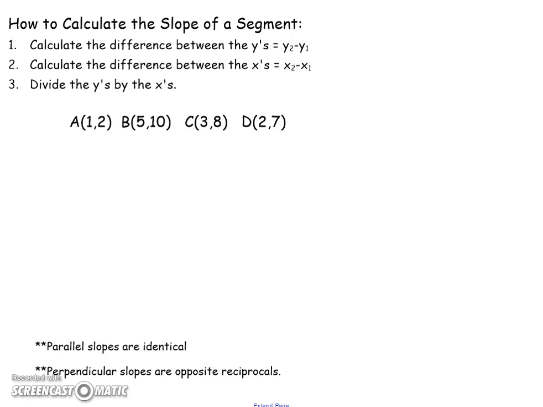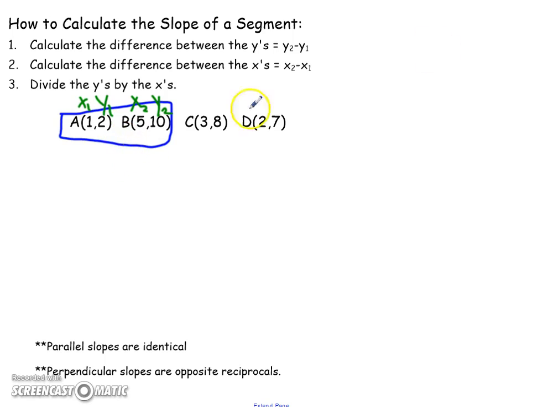Okay, next we're going to calculate the slope of the segment. And remember, we're finding our rise and our run. So first we want to find our rise, and then we want to find our run. The rise are our y's. And so let's say I wanted to calculate between A and B. I first need to label which one's my x's and y's. So since A is my first point, this would be x1 and y1. And B would be x2 and y2.